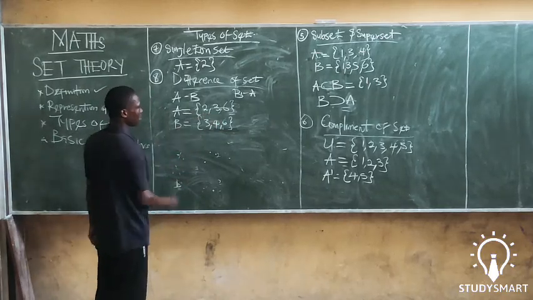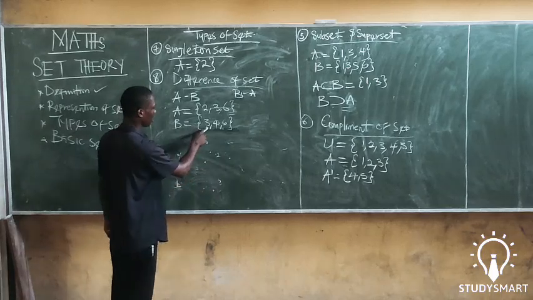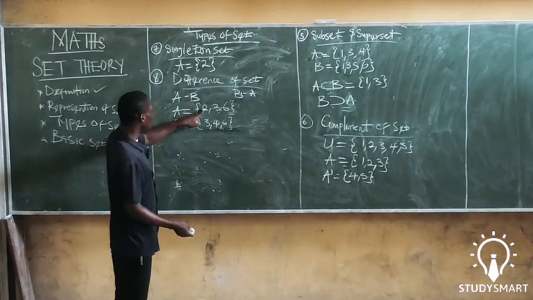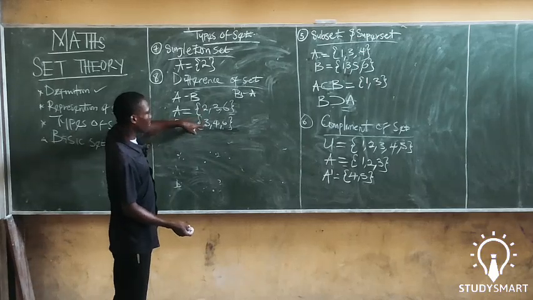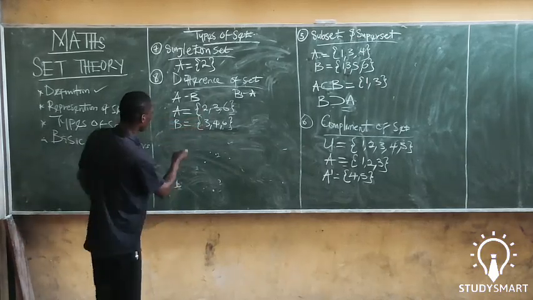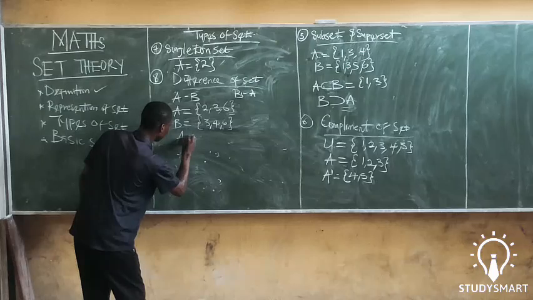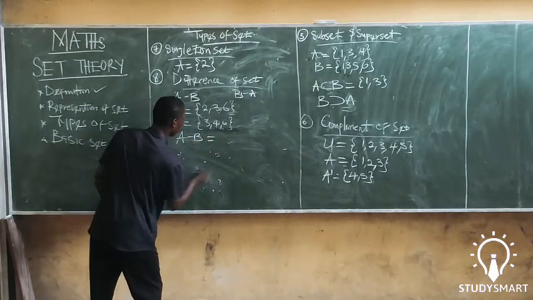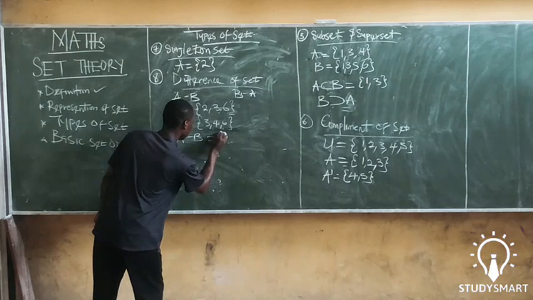I have 2, 3, and 6. And I also have 3, 4, and 6. So if you check here, 2 is in A, but it's not found in B. Alright? So now let's take down that. The difference of A and B.